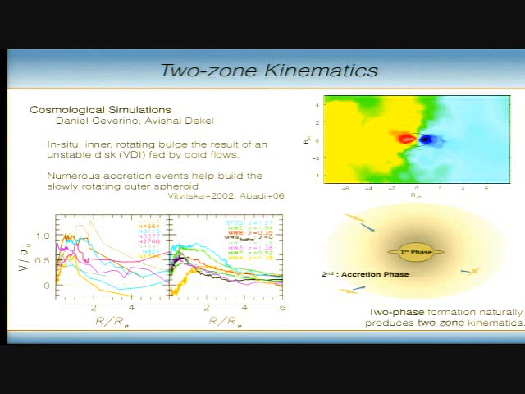Now these actually look a lot more like the observations. Over here is a V over sigma versus radius plot, with observations on the left and a bunch of these simulations on the right. They naturally reproduce this falling V over sigma profile very nicely.